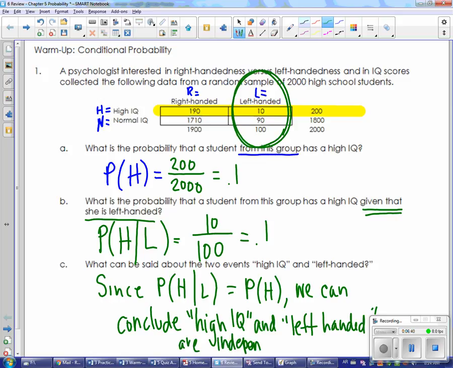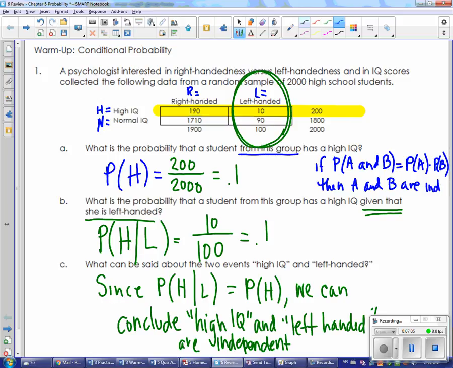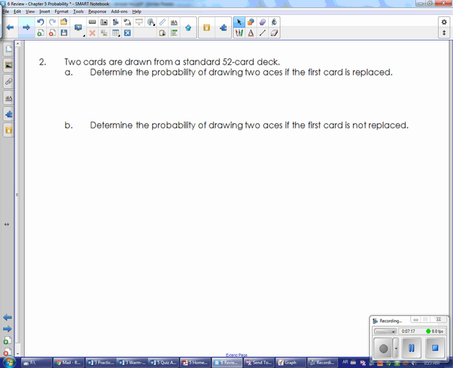So this is another way of showing that two events are independent. You could also show two events are independent using the AND. So if the probability of A and B equals the probability of A times the probability of B, we could also show that the events are independent that way as well. Okay, so if you're given a two-way table and you find the probability of A and B, and that's equivalent to the product of the probability of A times the probability of B, then you could also conclude that they're independent.